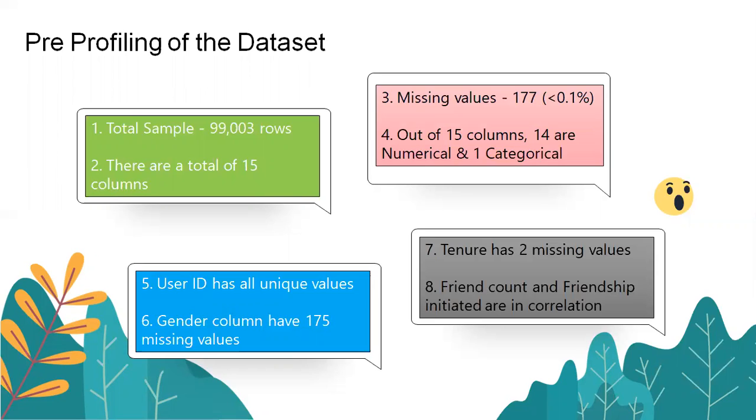And out of 15 columns, 14 are numerical and 1 is categorical. Now, the next point is that the user ID has all unique values. Next is the gender column. Out of those 177 missing values, which I mentioned in the third point, 175 are under the gender column. The next 2 are from the tenure column. Last point is that friend count and friendship initiated are correlated to each other.